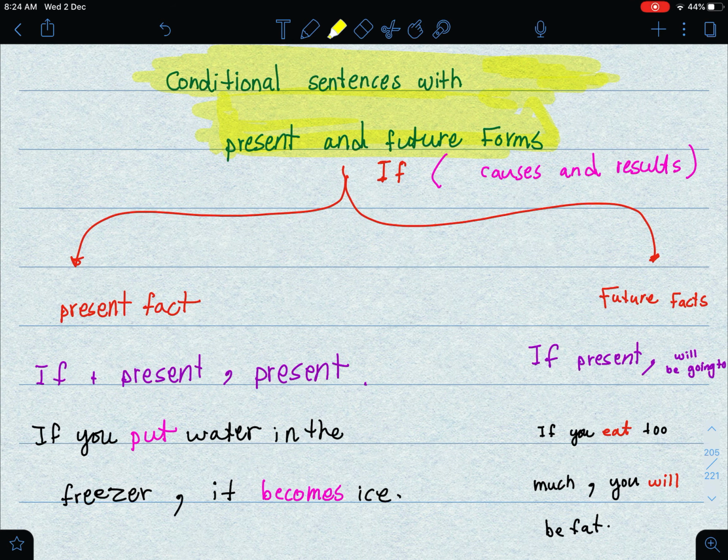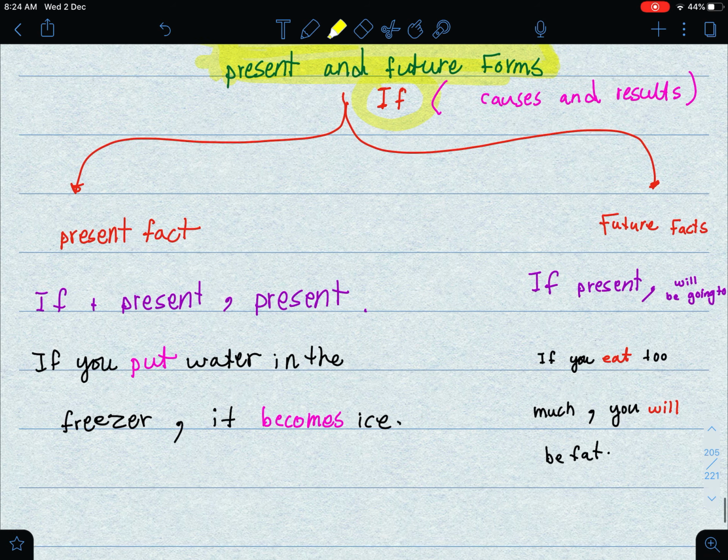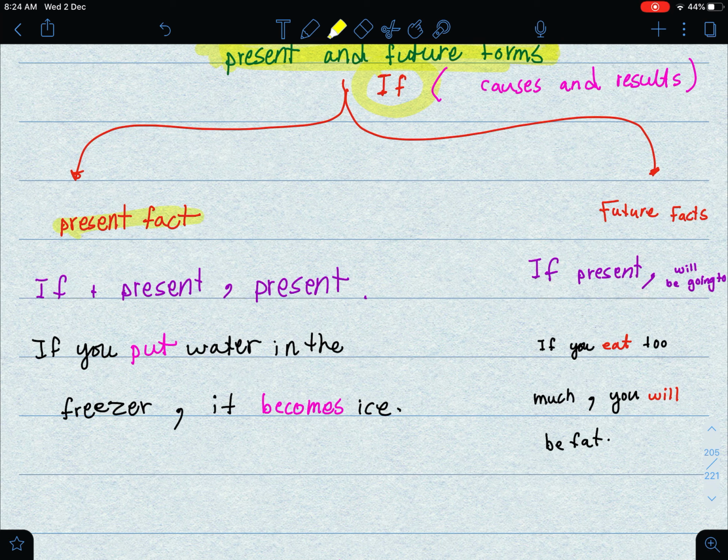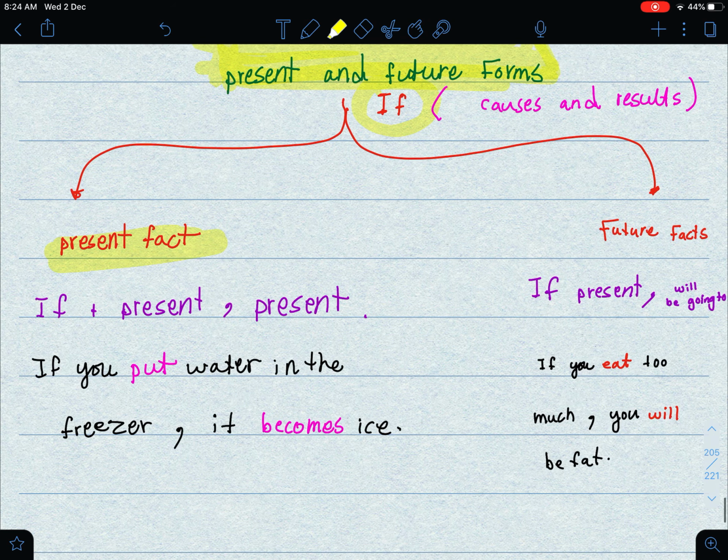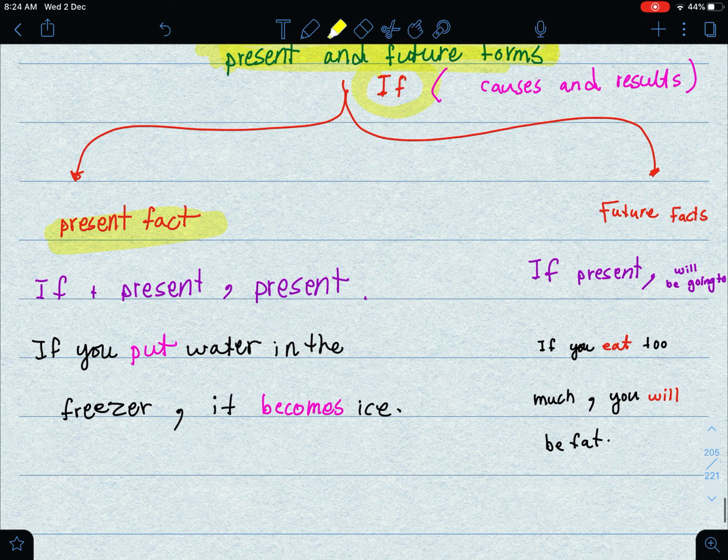So right now let's move on to the next thing, which is conditional sentences with present and future forms. Conditional sentences, اللي هي الجمل الشرطية, طبعا with if. We use the conditional sentences with if to talk about causes and results, الأسباب والنتائج. Now, as for the present, طبعا the present facts, we use it when something is going to be true all the time, يعني الحقيقة, with facts.